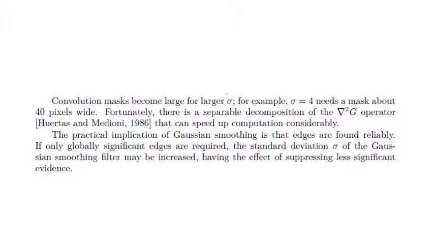This is the mathematical implication of the Gaussian smoothing operation. For the practical implication, it means that edges can be found reliably. If only globally significant edges are required, then the standard deviation can be increased, so if you want to consider more and more of the neighborhood, the value of sigma can be increased. You can browse to see the effect of different values of sigma on the Gaussian operation.